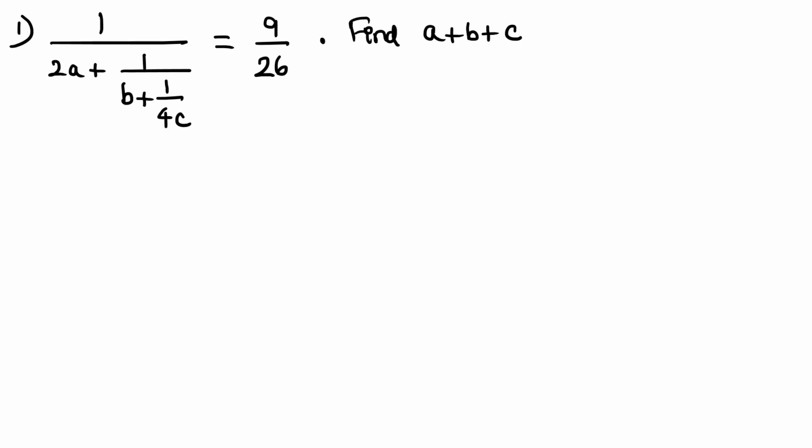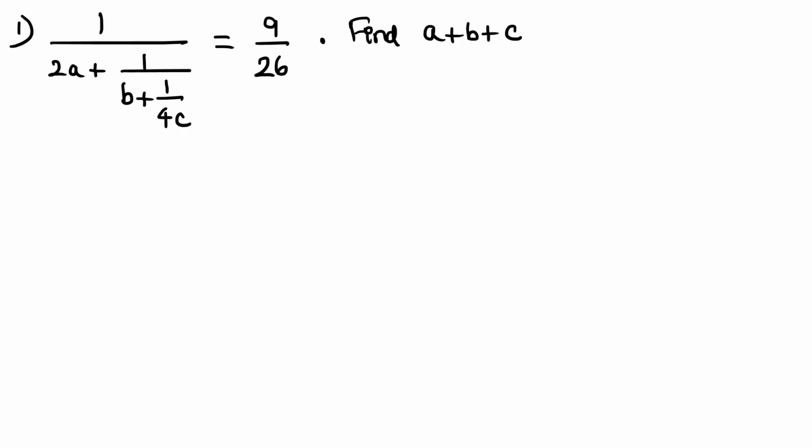Okay, so in this problem, we have 1 divided by 2a plus 1 by b plus 1 by 4c, that is equal to 9 by 26. This is your if condition. You have to find the value of a plus b plus c. Previously it was very easy to do. Here also it's a little bit easy when you follow this particular trick.